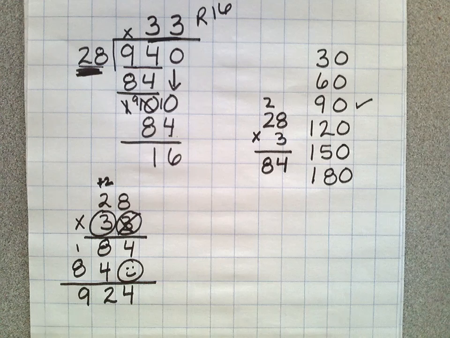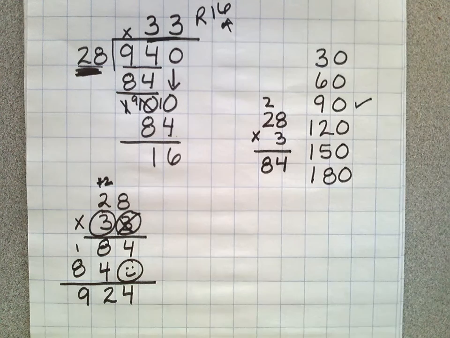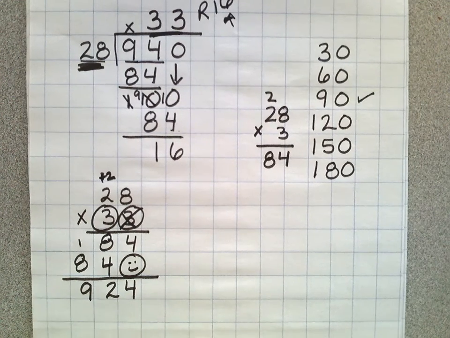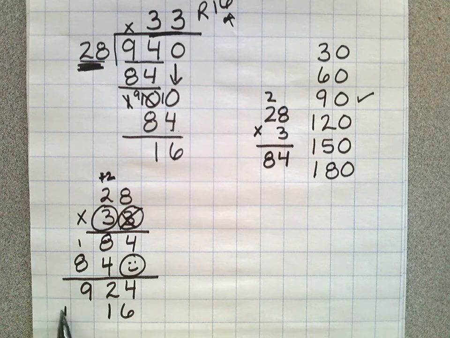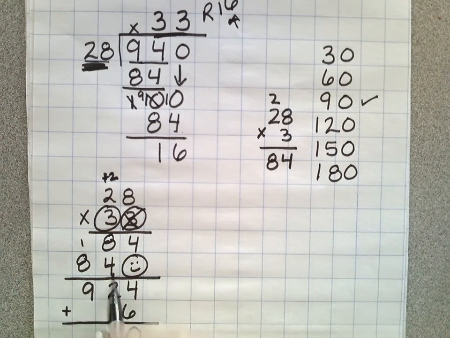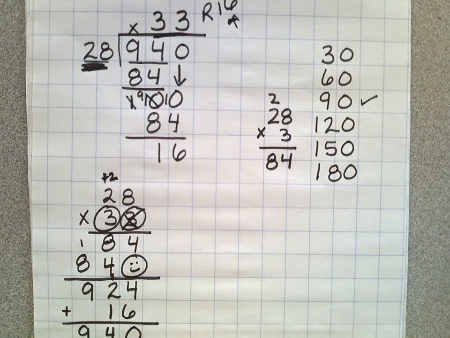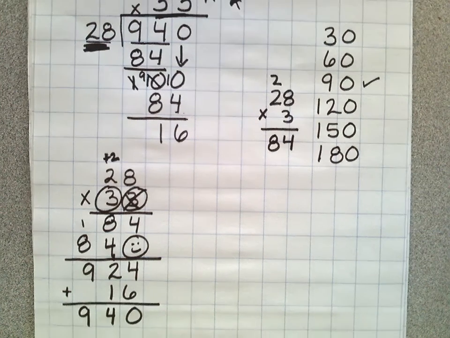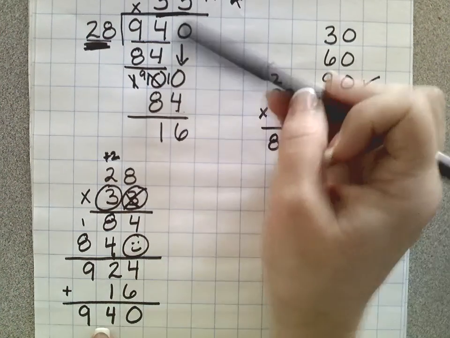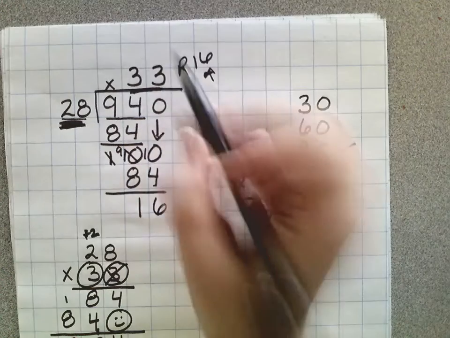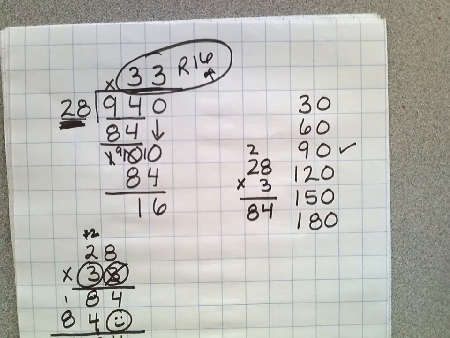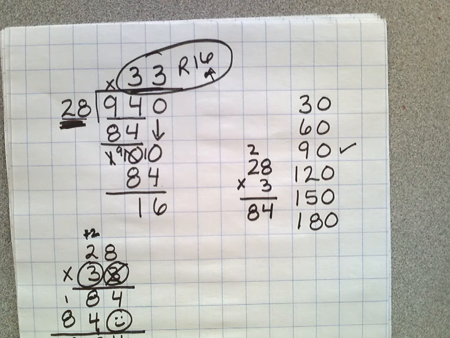924, but I'm not finished yet. You gotta add on that remainder. It's the leftover. We have to throw it back in. So we're gonna add that. 940. So it matches my dividend. I'm all good. So my answer is 33, remainder 16.